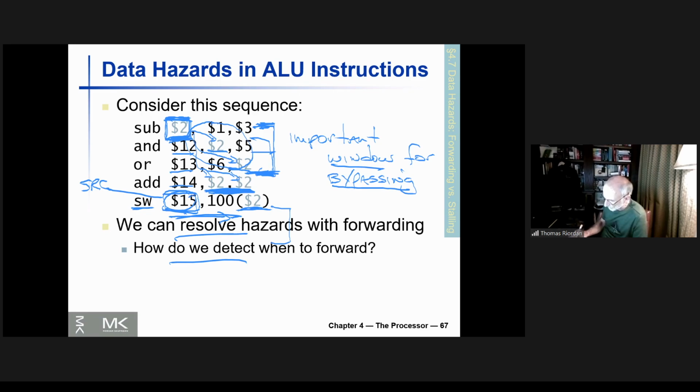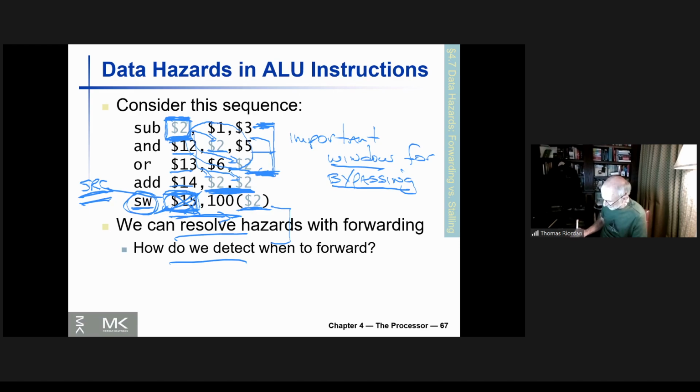So when you see a store word, you don't have to worry about looking past it to see if you need to bypass from here, because you're never bypassing from here. This is not a destination. It's a source. So just keep that in mind. That's the only instruction like that. So when you see a store, be careful.